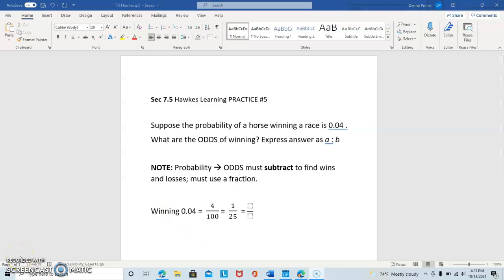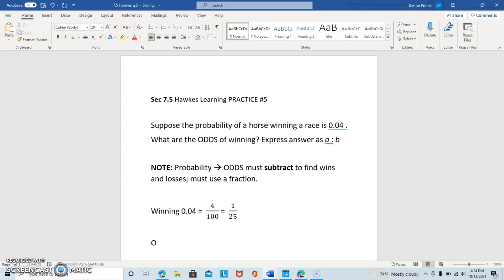What does this mean, 4 out of 100 or 1 out of 25? Well, if the probability of a horse winning a race is 1 out of 25, that means that he or she will win a race 1 out of every 25 races. So we would expect that this horse, when it races in 25 different races, should win one of them. Now, 1 out of 25, that's the probability. We want to convert to odds.